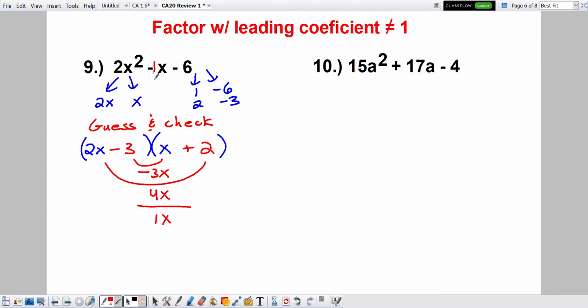This is a 1, but it's the wrong sign. I wanted to say negative 1x, but there's a real easy change. All you have to do, if you have the right number and the wrong sign, is to switch these two signs. If I made this say positive 3, and I made this one right here say negative 2, then I'm going to get positive 3x, negative 4x, which combines to negative 1x. That matches. Okay, we know it's right. So the answer is 2x plus 3 and x minus 2.